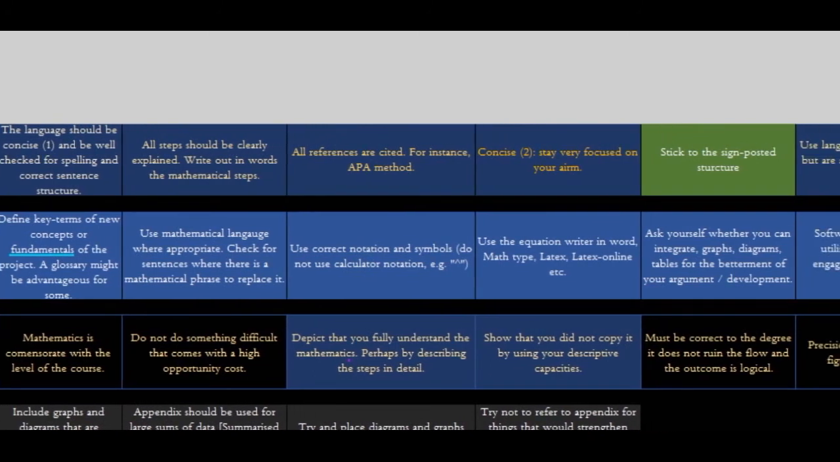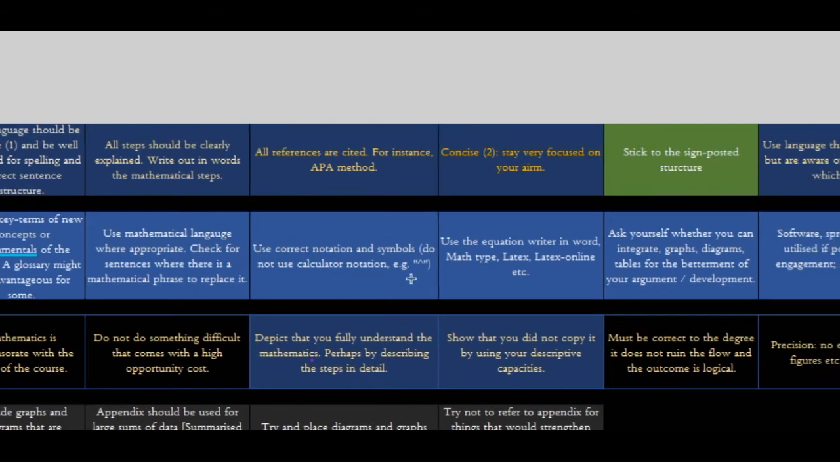Use mathematical language where appropriate. So check for sentences where there is a mathematical phrase to replace it. So for example, rather than saying that the line crosses the axes at, you could say intersects. Use correct notation and symbols. Do not use calculator notation. So for example, rather than using a power symbol like this as described here, you actually want to make sure that it is correct notation.